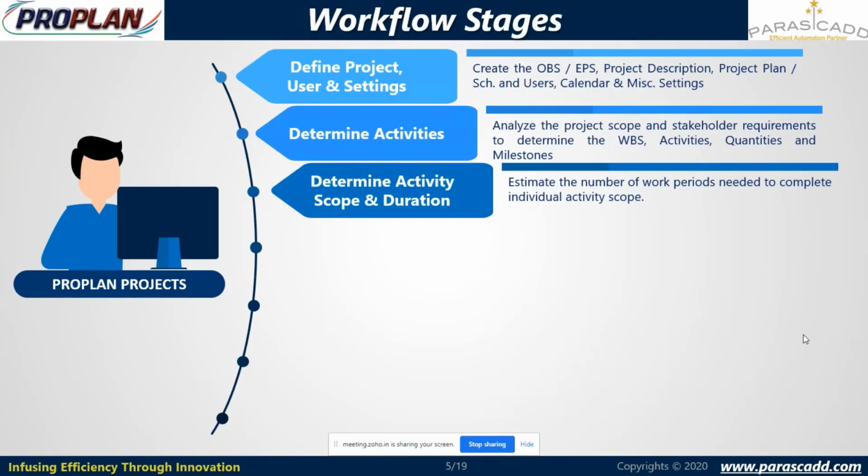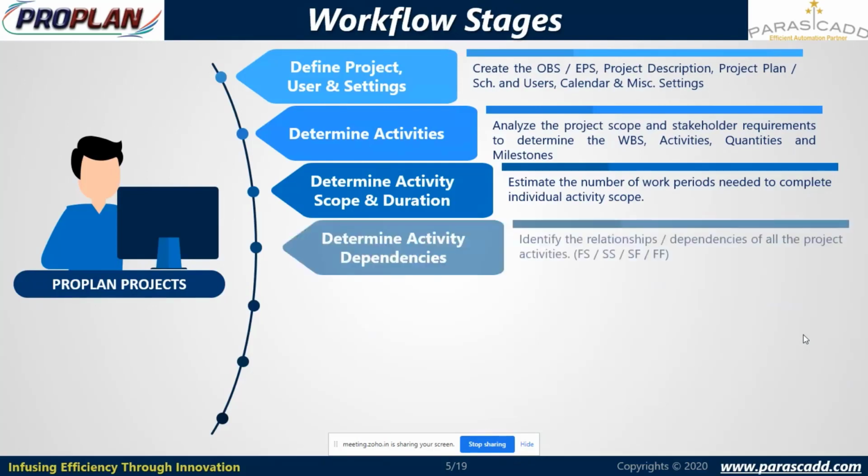Next is a determination of activity scope and duration. So we can determine the activity scope, how many scope their UMs need to complete the activities, and based on the scope, we can define their durations also. Based on the duration, start date and finish date will be automatically come, or you can manually select it.